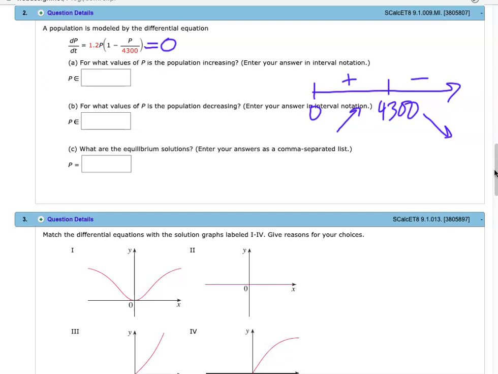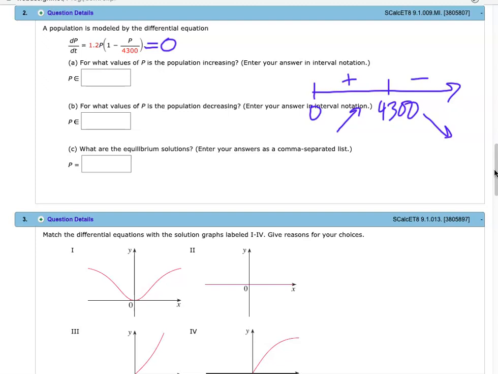So, increasing, I would put 0 to 4,300 as an open interval, or whatever your numbers are. And then for decreasing, 4,300 to positive infinity. Because we're talking about an interval, not the actual population. So you can go to infinity even if it's population. These are p-values. You're right.